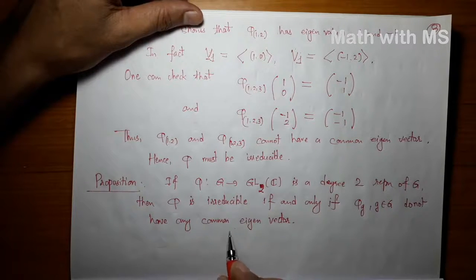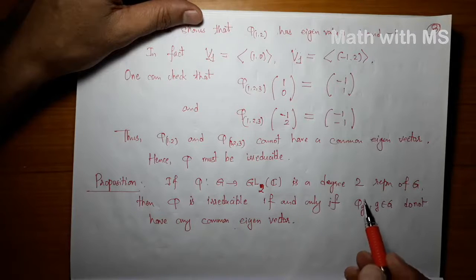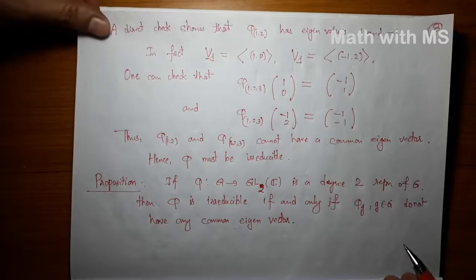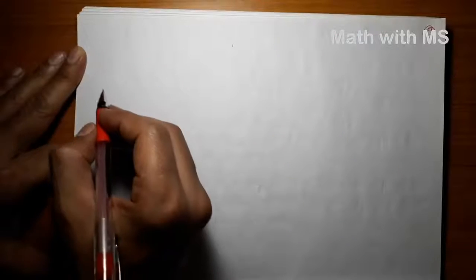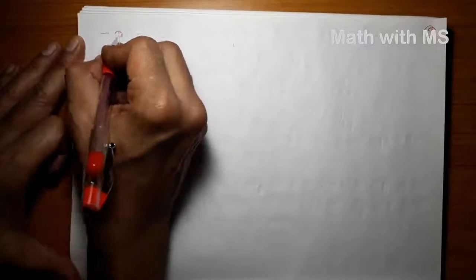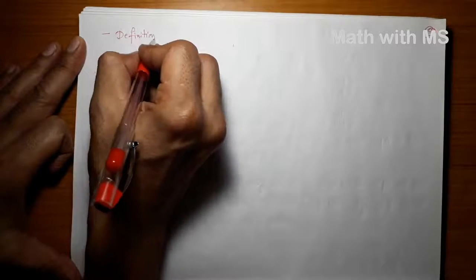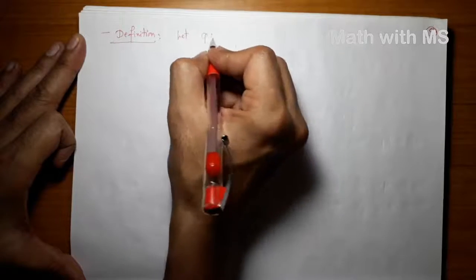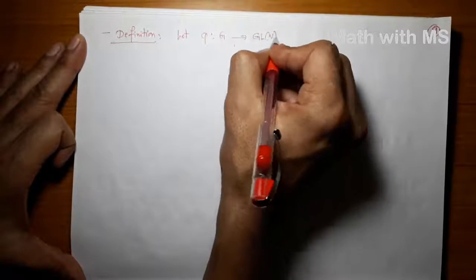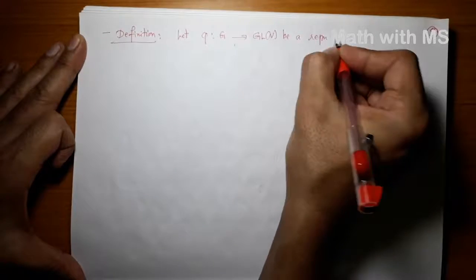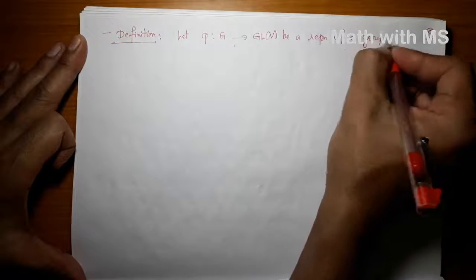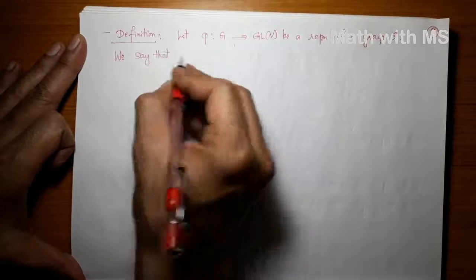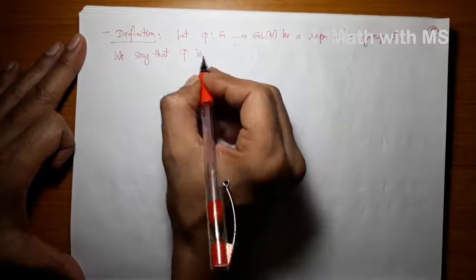So this argument using eigenvectors works in degree 2 and also to some extent in degree 3, but not beyond. Okay, so we shall discuss that later on. So let's begin the theory further. We begin with this definition of a completely reducible representation. So let phi from G to GL(V) be a representation of a group G. Then we say that phi is completely reducible.